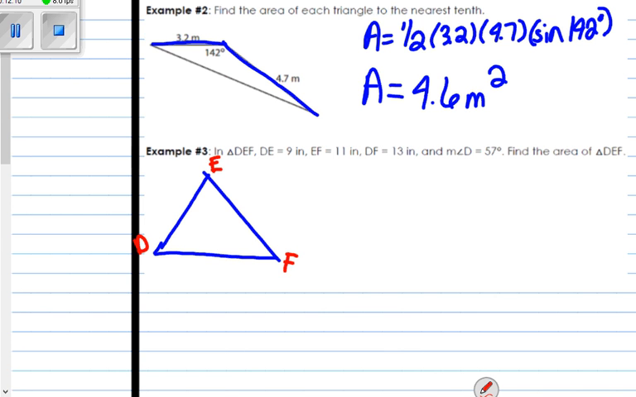Thank you, sir. So in DEF, DE is 9 inches. EF is 11 inches. DF is 13 inches. And the measure of angle D is 57 degrees. So your triangle should look like that. And I want you to circle the numbers that we're going to use to solve this problem. Don't say it out loud. Or, you can cross out the number we will not need. To solve this problem, there's a number we will not need.